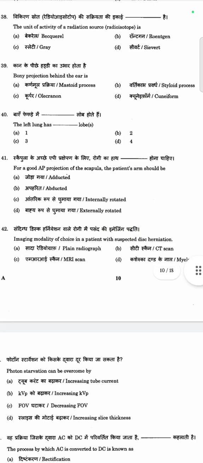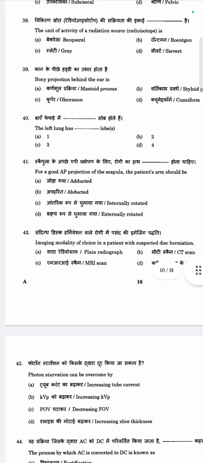The left lung has two lobes, the right lung has three lobes. Okay.